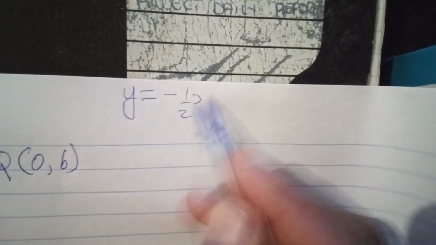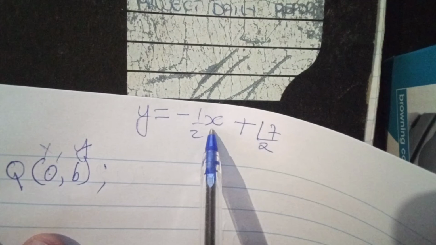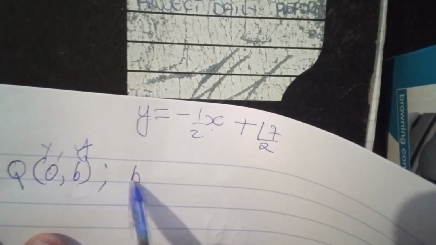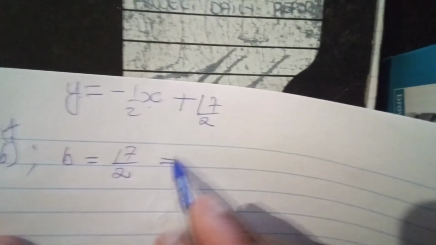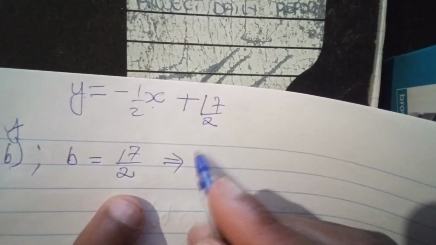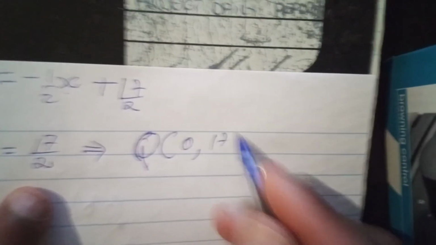So remember we have this equation, which is -1/2 x, if I'm not mistaken, plus 17/2. Now this is 0, so we put 0 here, and this is b, so we put b in y. So this would be 0, and of course it goes without saying that b is actually 17/2. So our coordinate at q is (0, 17/2).